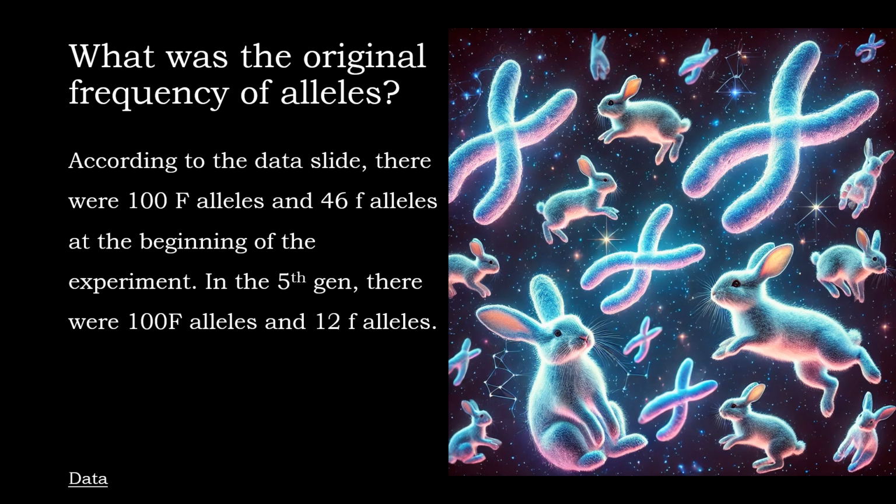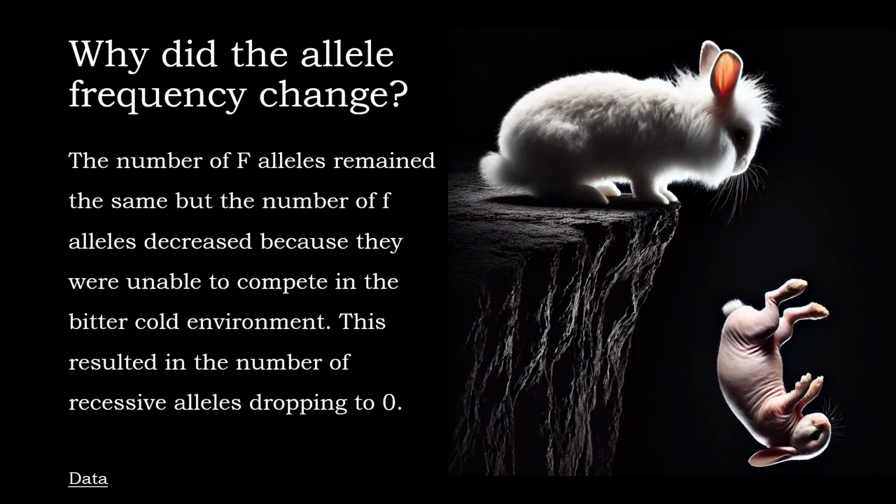Discussion. What was the original frequency of alleles? According to the data slide, there were 100 F alleles and 46 f alleles at the beginning of this experiment. In the 5th generation, there were 100 F alleles and 12 f alleles. Why did the frequency of the alleles change? The number of F alleles remained the same, but the number of f alleles decreased because they were unable to compete in the bitter cold environment. This resulted in the number of recessive alleles dropping to 0.